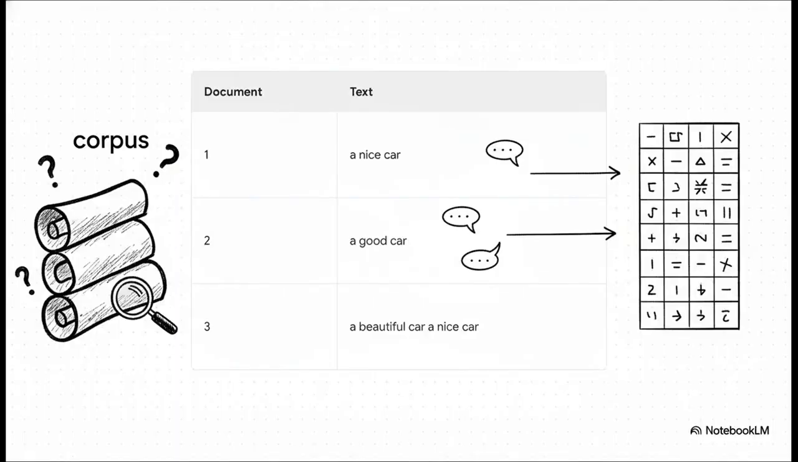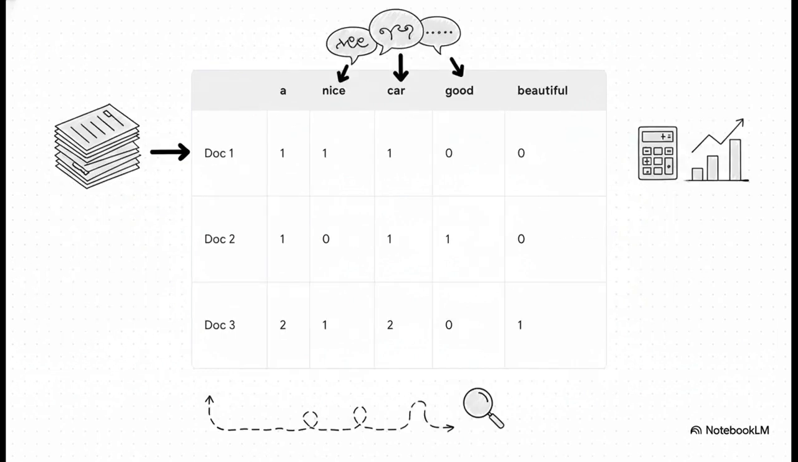All right, let's work with this tiny collection of 3 sentences. In the world of natural language processing, we call a body of text like this a corpus. Our mission, should we choose to accept it, is to turn this text into a nice, neat grid of numbers. And here it is. This is the magic. It's called a document term matrix.